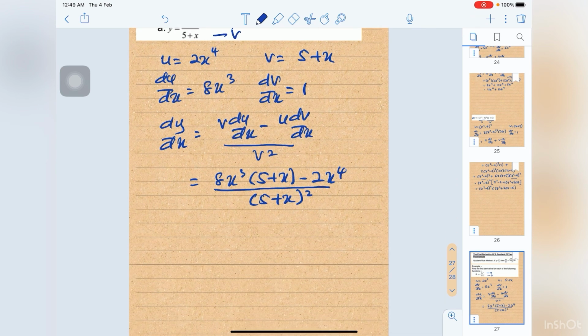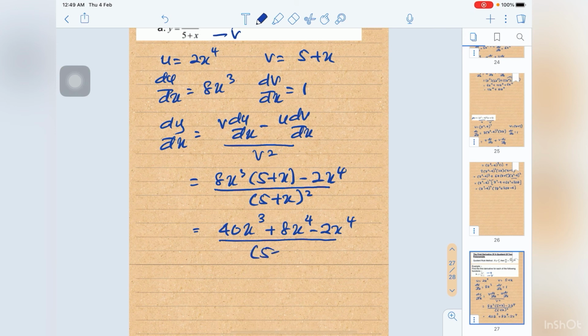Okay, we simplify, we expand first. So we get (40x cubed plus 8x^4 minus 2x^4) over (5 plus x) squared. Then here it is (40x cubed plus 6x^4) over (5 plus x) squared.